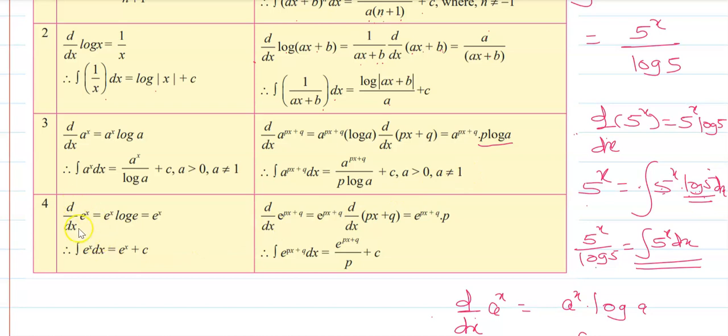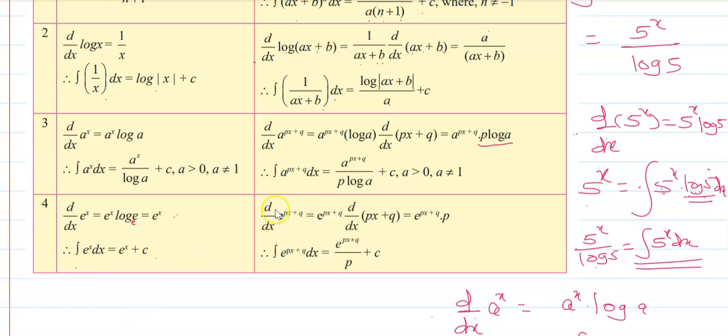Next, the derivative of e raised to x is e raised to x. There is no need to write log of e here. d/dx of e raised to x: log of e is 1, because the base is e. Hence, always remember that d/dx of e raised to x is e raised to x, and hence the integral of e raised to x is e raised to x plus c.